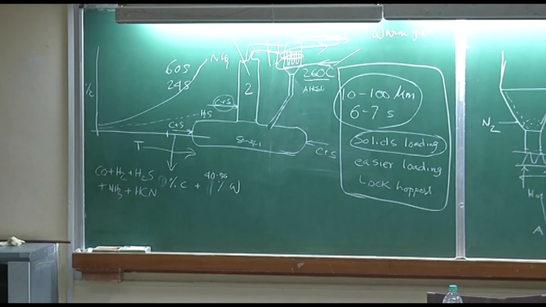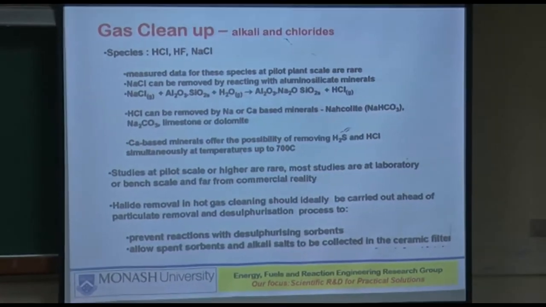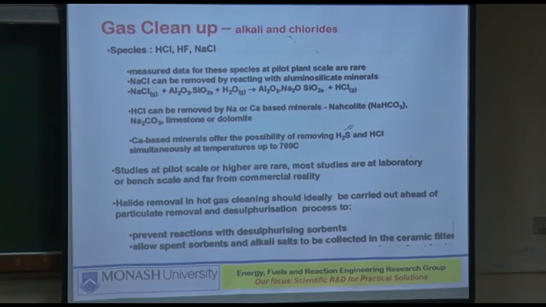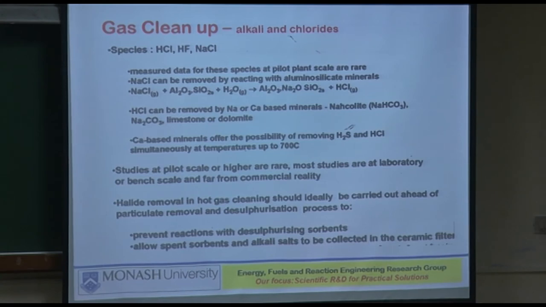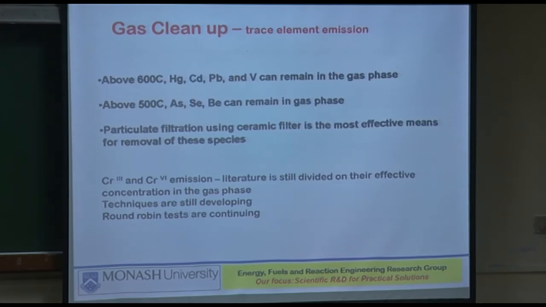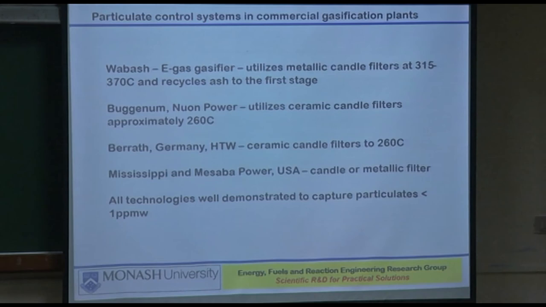That's why we showed, if you can recall, that if the alkalis and chlorides haven't dropped to an acceptable level, then you should be looking at certain types of filters or certain types of filter materials. And if you want to ensure that the trace elements have been taken care of, then that can be done by the ceramic filters. So ceramic filters means 260 degrees. The ceramic filter is taking out the trace elements. Ceramic filters are not taking out the chloride really. So you have different systems for the removal of different types of pollutants.